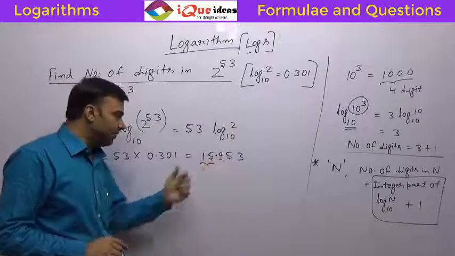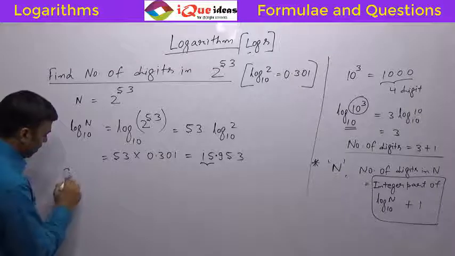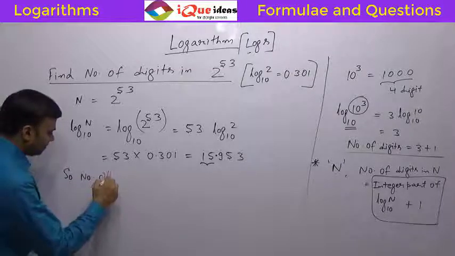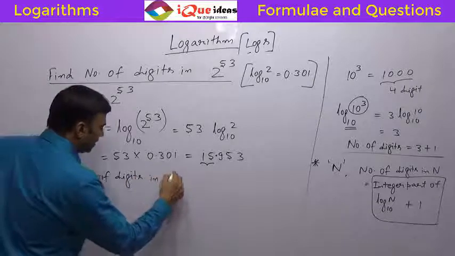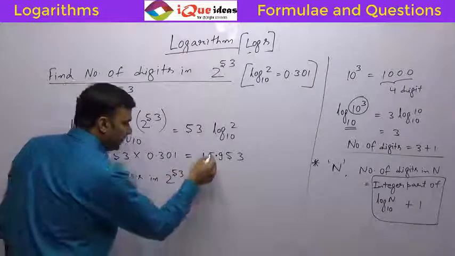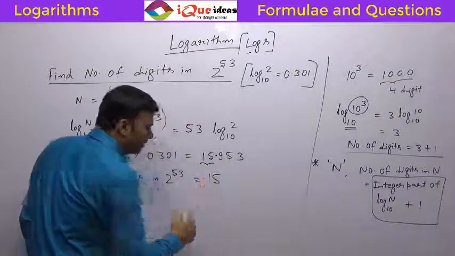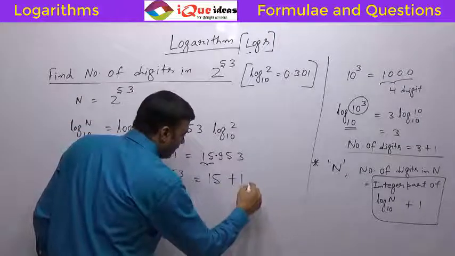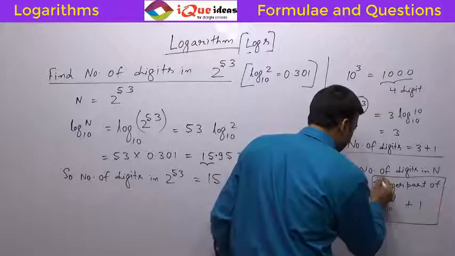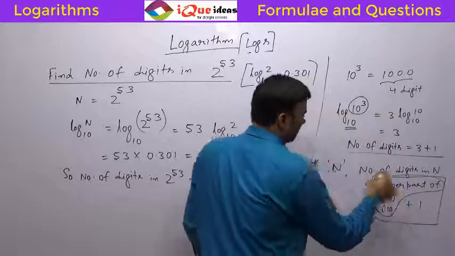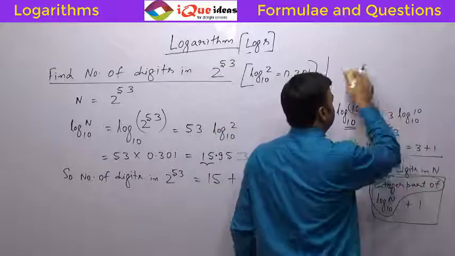So make sure that you have multiplied correctly. So it is 15.953. So number of digits in 2 raised to 53 is equal to this 15, that is the integer part of the log, plus 1, that is 16. So just remember that this is one complete thing and plus 1.